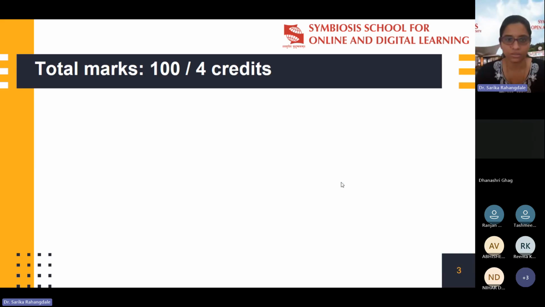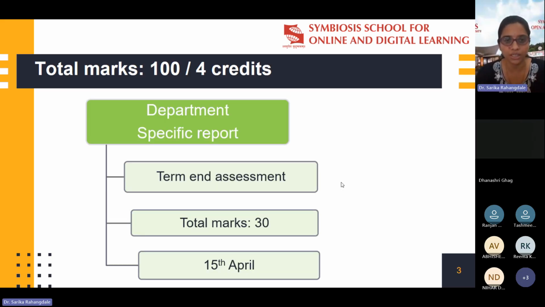As you are aware, Logbook 2 and 3 will be considered as your term-end submission. We won't be conducting any exam for the logbook course. Logbook 3 will be considered as a term-end assessment, and it is a department specific report. We will conduct this session in the month of January, and the submission timeline is the 15th of April. By the time you visit campus for the contact session, most of you will be done with your Logbook 3 report also.